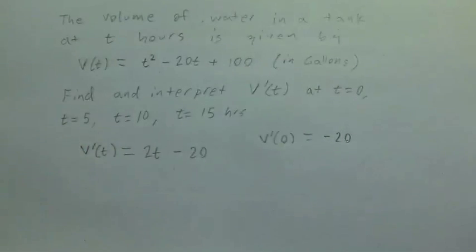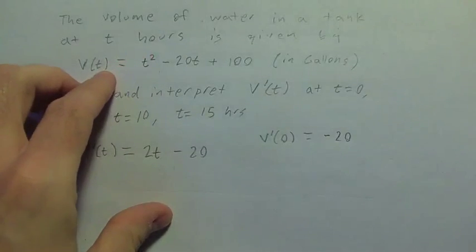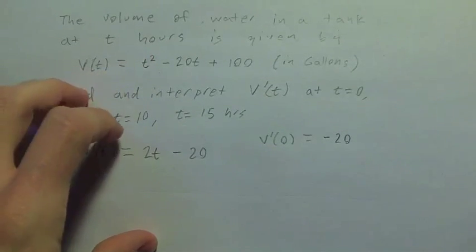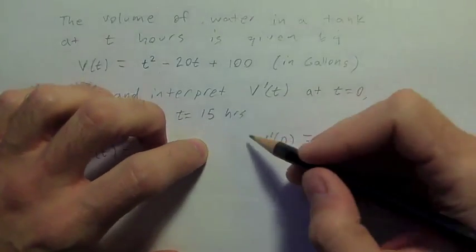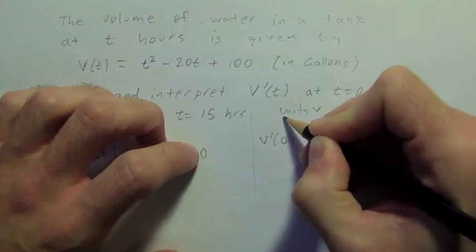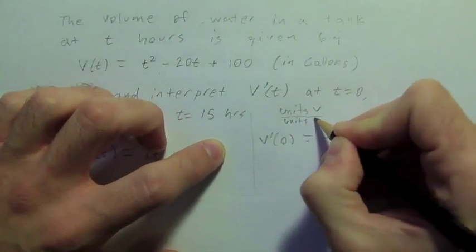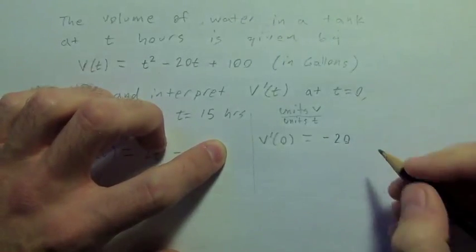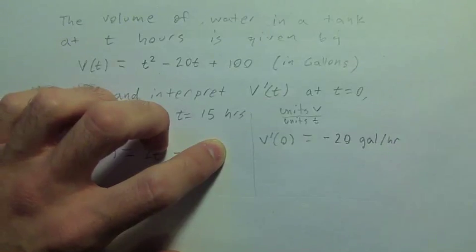And negative 20 what? Well, it's always going to be the units of your function divided by the units of your independent variable. So I'll write this over here. It will always be the units of your dependent variable over the units of your independent variable. So it's going to be gallons per hour.